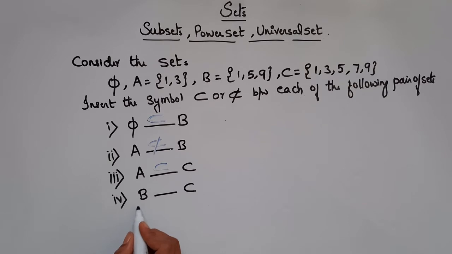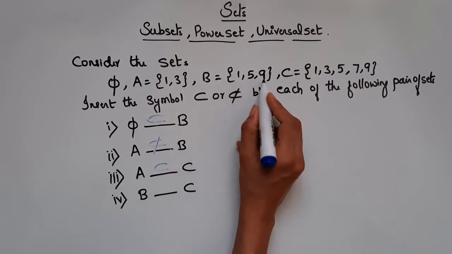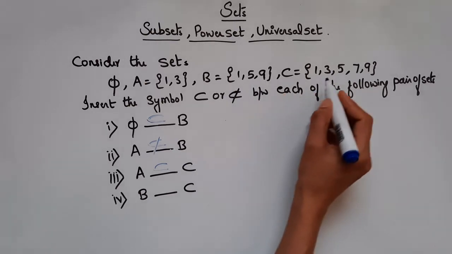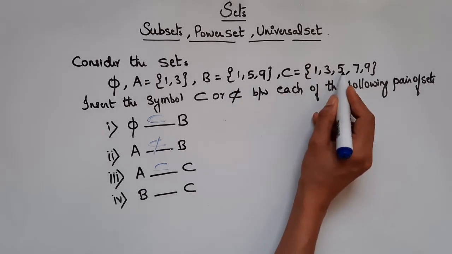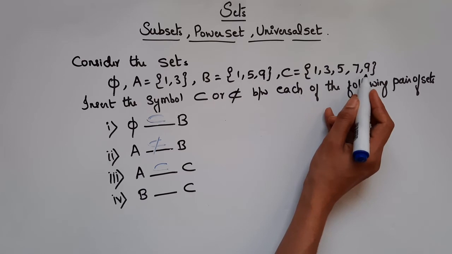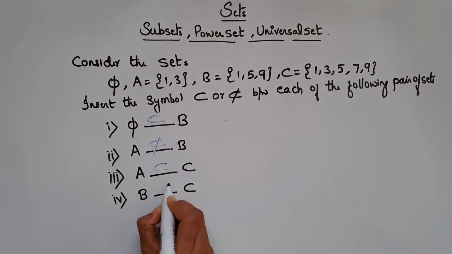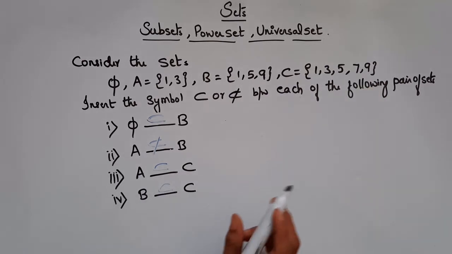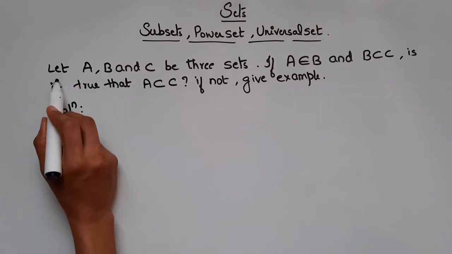Now let's check if set B is a subset of C. So in set B we have 1, 5, 9 and check if these three elements are present in C, 1, 5, 9. So they are there. So therefore we can say set B is a subset of set C. Now let's see one more example.